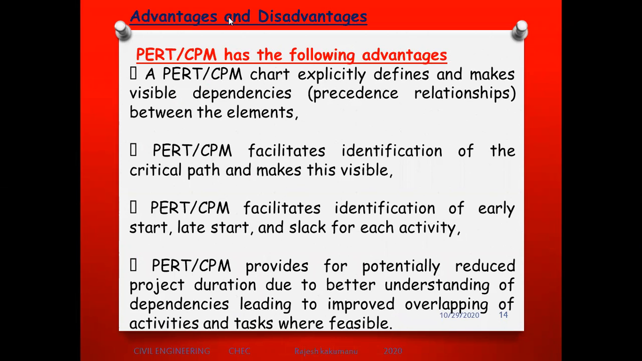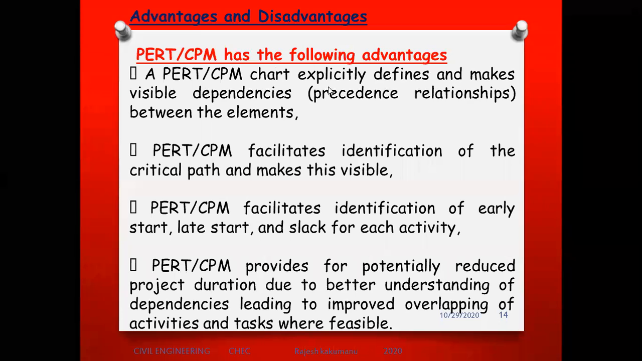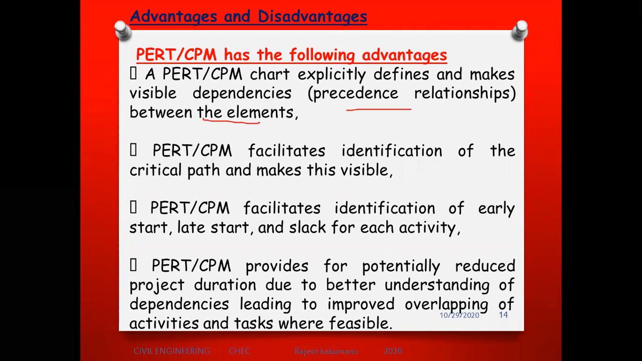Next, we will see what are the advantages and disadvantages of PERT CPM. A PERT or CPM chart explicitly defines and makes visible dependencies, precedence relationships between the elements. Second point, PERT CPM facilitates identification of the critical path and makes it visible. So it helps create the critical path. At the same time, it can show the exact critical path. Third point, PERT and CPM facilitate identification of early start.